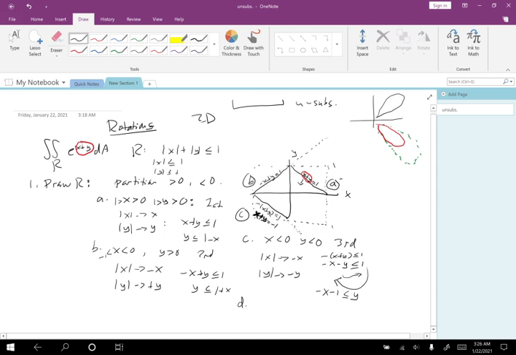Let's go to part D. X greater than 0 in the fourth quadrant, and y less than 0. So our inequality becomes x minus y less than or equal to 1. Okay, and you can see what the line should be, right? It's just going to finish the diamond off. And this is minus x plus y equals 1, otherwise known as minus x plus y equals negative 1. Right, so it's the same function as part B, but the only thing that's different is the negative 1.